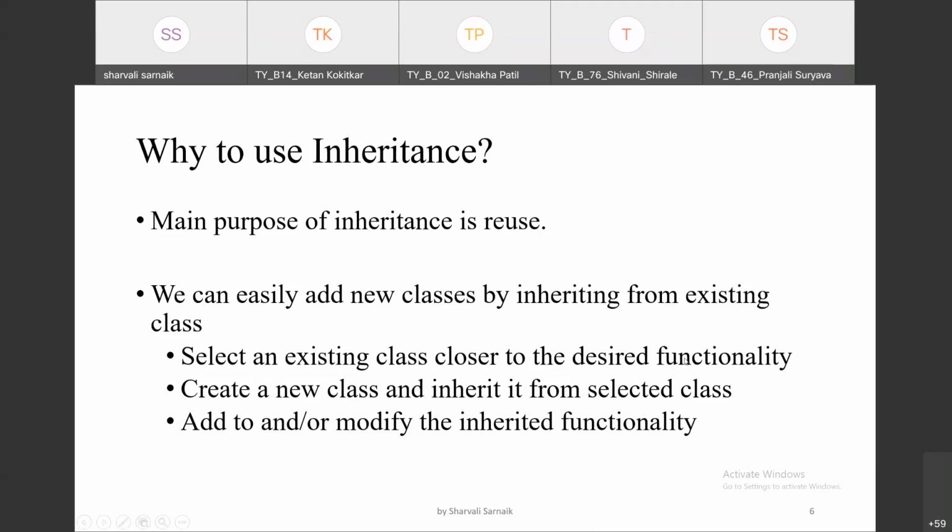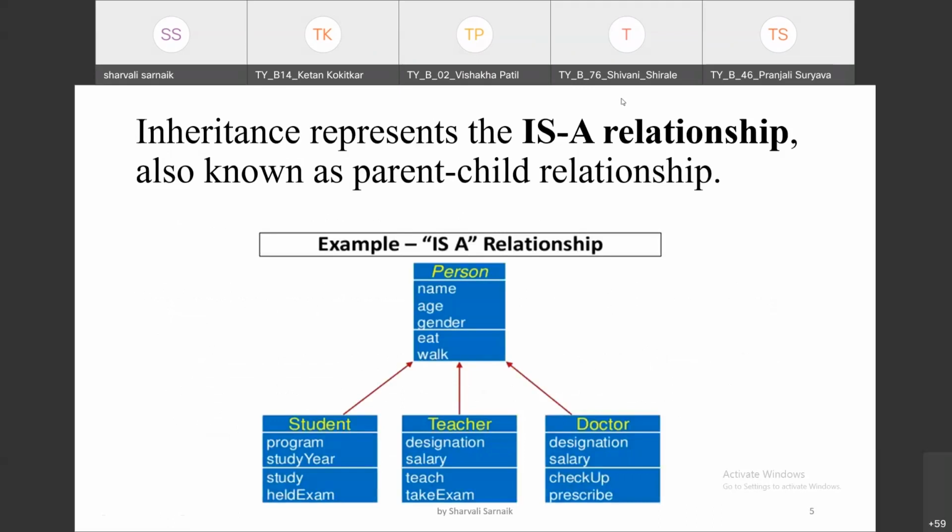So selecting an existing class closer to the desired functionality is important in inheritance. Then we have to create a new class and inherit it from the selected class, and then we can add or modify that new class. Like in the previous example, we inherit the features of person class and we add the new features of the student class into that student class. So we can add or modify whatever we want into the student class.